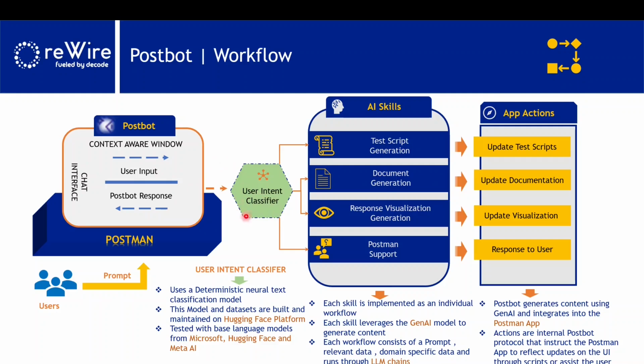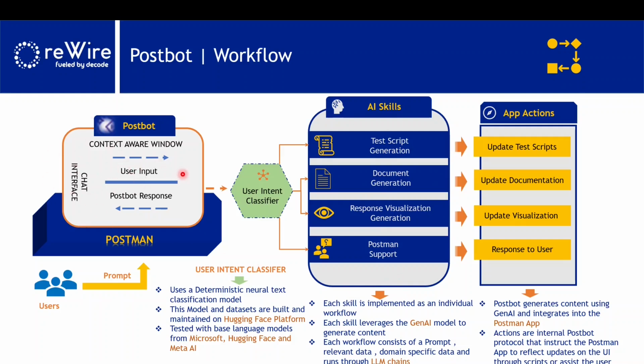The context and user input will go into the user intent classifier. This is the model that decides what to do and how to do it. These things are based on this particular user intent classifier. So what are the skills that Postbot supports? First one is script generation, then document generation, and response visualization. Then Postman support, for whatever additional support users need. These are the four key skills that Postbot supports.